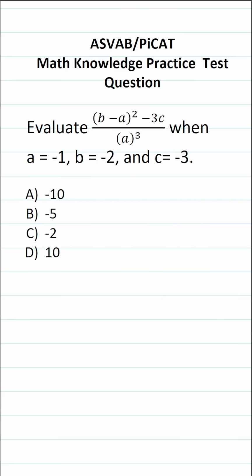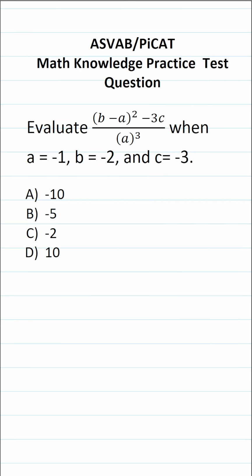This math knowledge practice test question for the ASVAB and PiCAT says, evaluate the expression (b − a)² − 3c divided by a³ when a equals -1, b equals -2, and c equals -3.